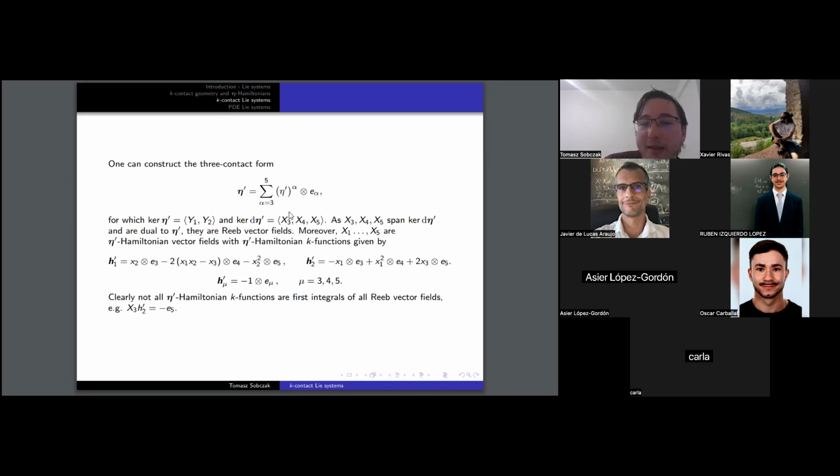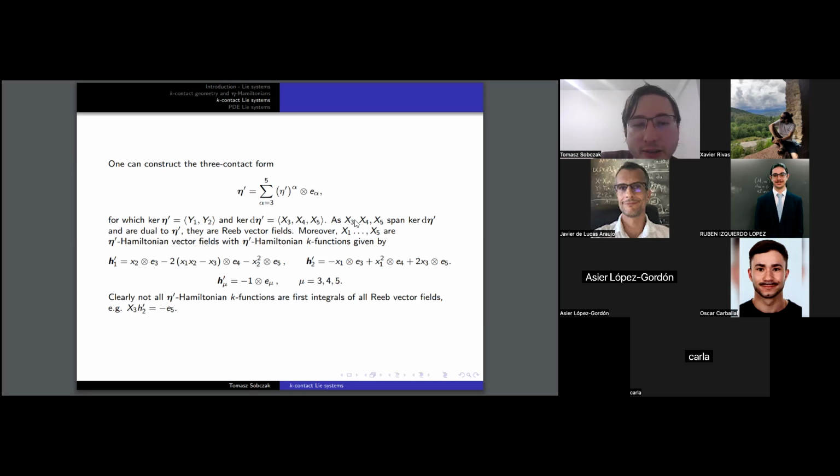And moreover, because we took the dual forms, we make these X3, X4, X5 the Reeb vector fields of our k-contact structure. And now we can, once again, as before, verify the conditions.